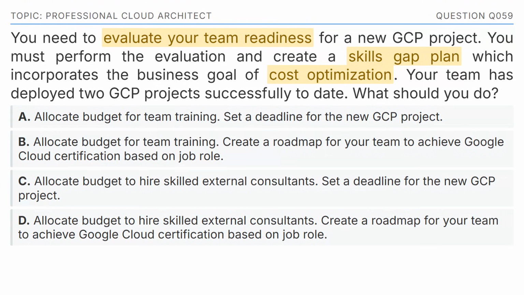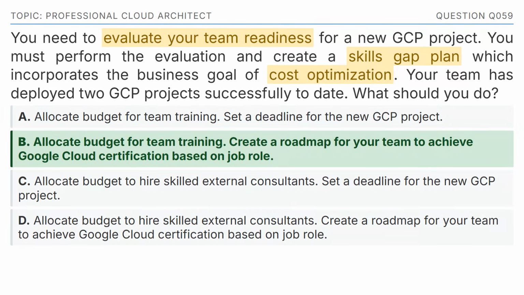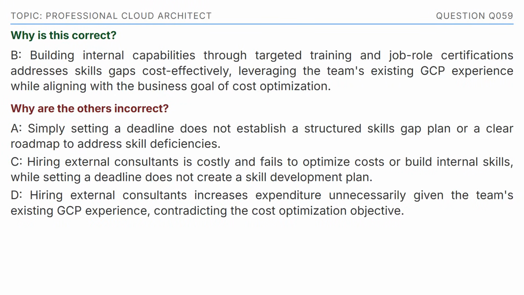To arrive at the correct answer, we focus on the keywords: evaluate your team readiness, skills gap plan, cost optimization. The correct answer is option B, allocate budget for team training. Create a roadmap for your team to achieve Google Cloud certification based on job role. Why is this correct? B.